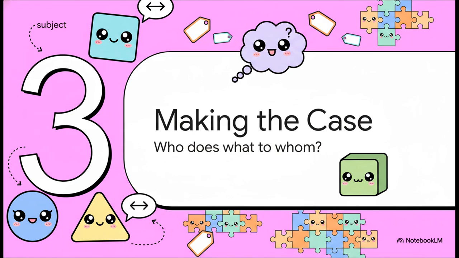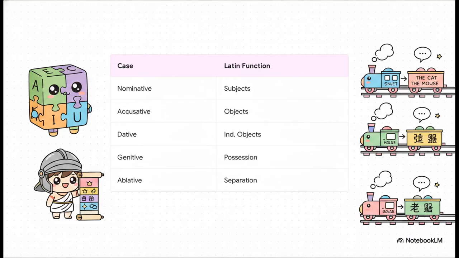All right, section 3, making the case. Who does what to whom? Let's move to our next core concept and see how all this builds. Case marking is the morphological strategy languages use to identify exactly who is doing what to whom. It is the ultimate labeling system.